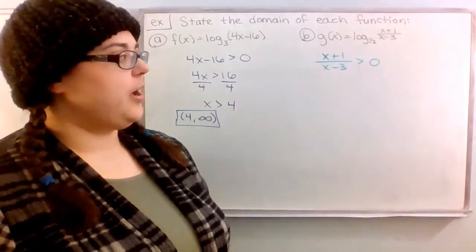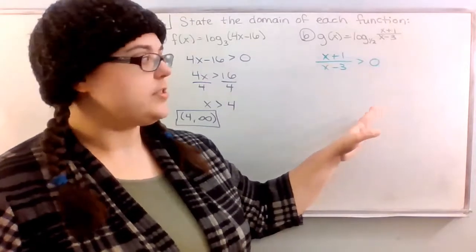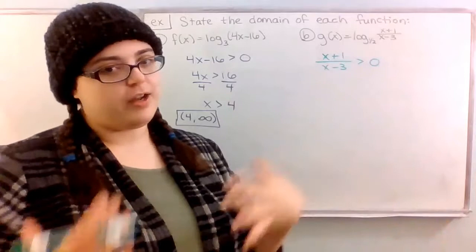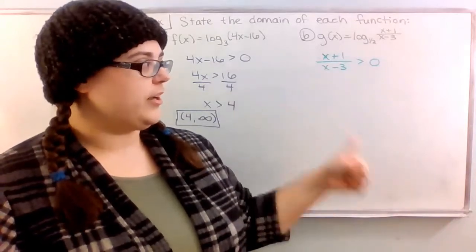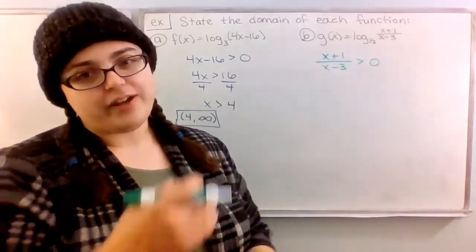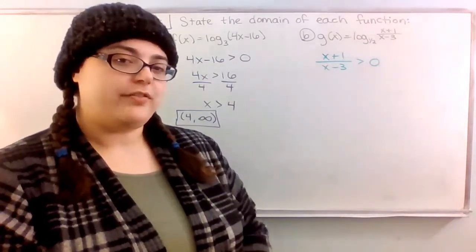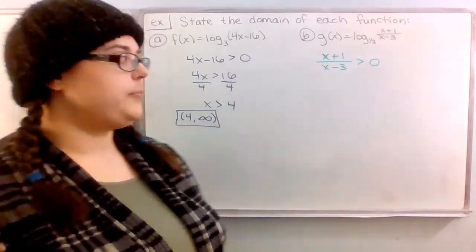But now we have a nonlinear inequality. So let's focus on that first. When you have a nonlinear inequality, remember you want to get everything on one side, 0 on the other. So we're awesome, we're there already. Then we need to find our critical values and make a table of signs. So the critical values come from the numerator and the denominator if you set them equal to 0.